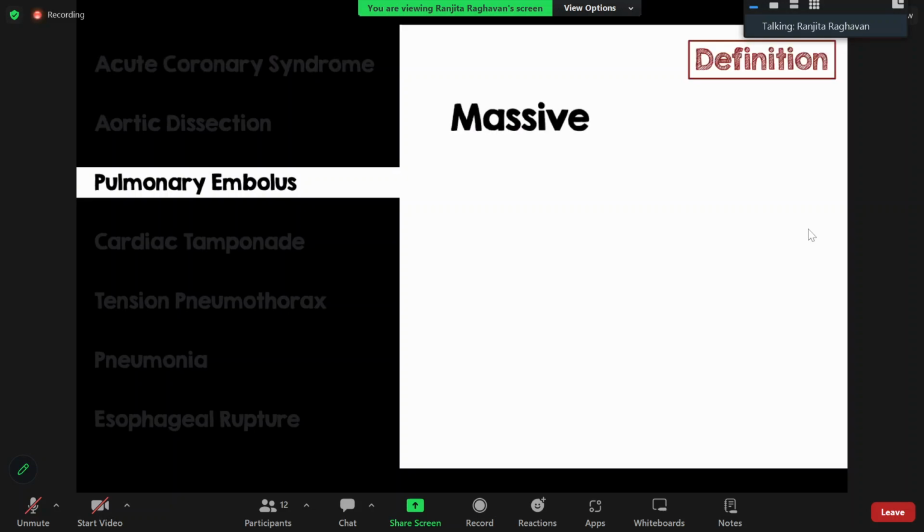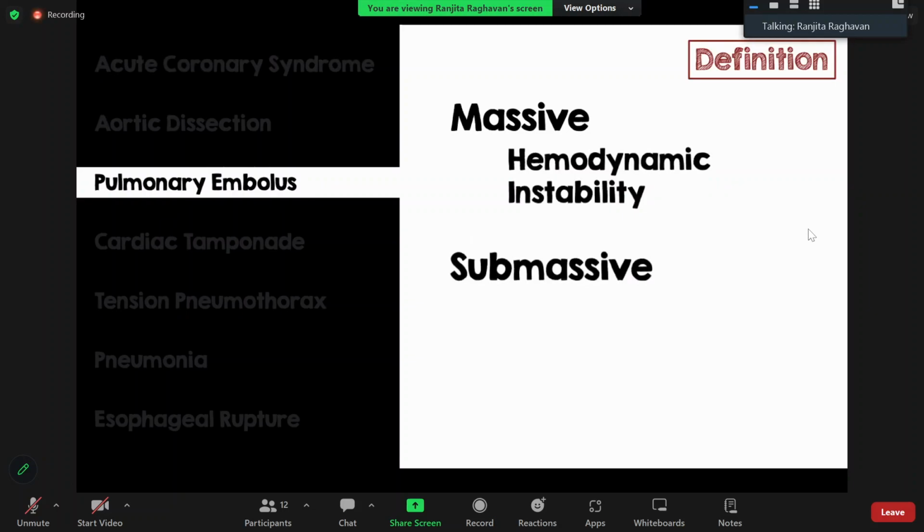So for PE, we all know this is a blood clot, but there are different levels of how bad a blood clot can be, right? So if you have a massive PE, that's somebody who is hemodynamically not stable. They are very sick. Their blood pressures are probably low. They're tachycardic. They're one of your sickest patients.